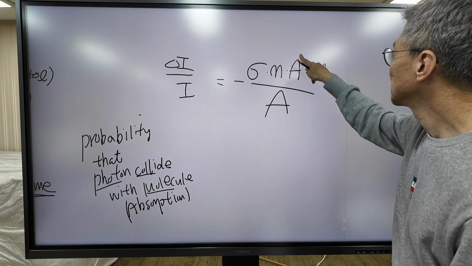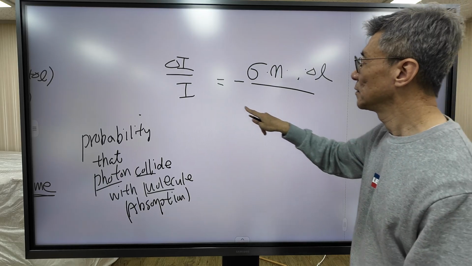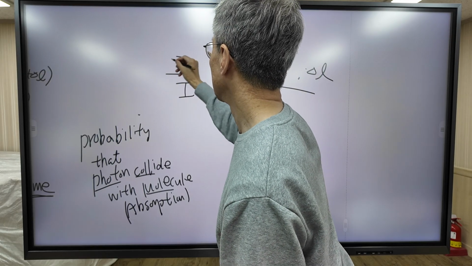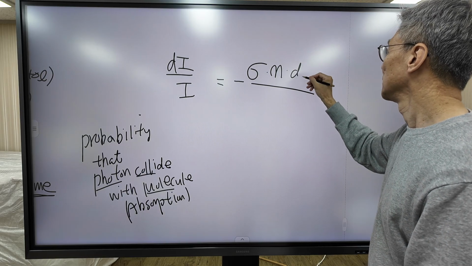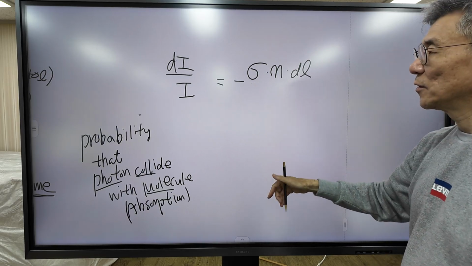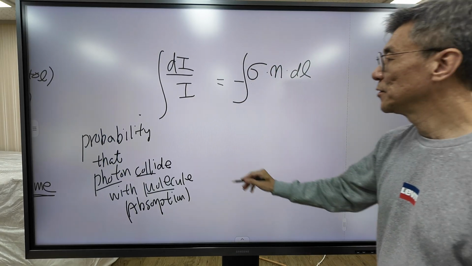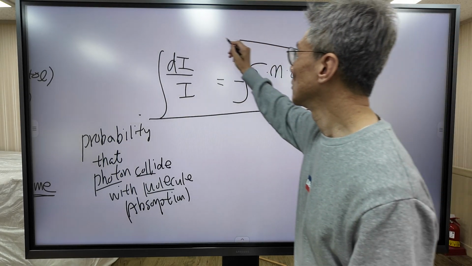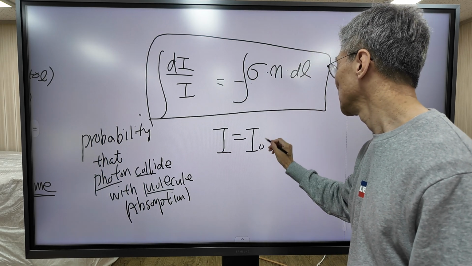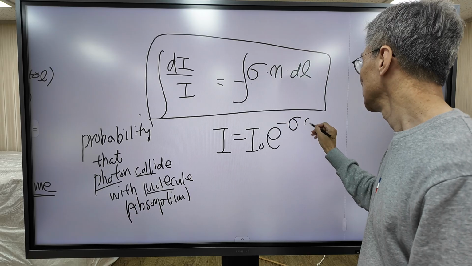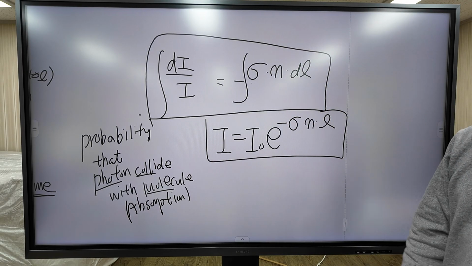So A is cancelled, and delta I is replaced by dI, delta l replaced by dl. I'm going to integrate both sides. When you integrate on both sides, you obtain I equals I0 exponential minus nσL. This is our final equation.